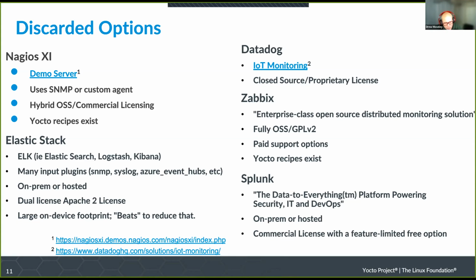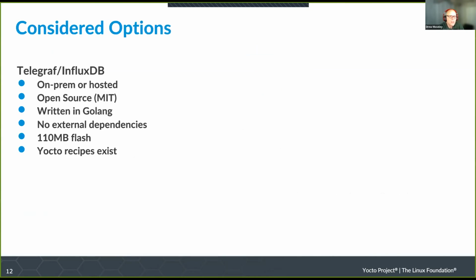So these were all quickly eliminated from consideration, primarily due to their size and, in the case of Datadog and that kind of thing, the licensing, which didn't really fit within the Torizon architecture. So we were looking for something a bit smaller and definitely that was open source. So there's really two options that we considered and looked at.